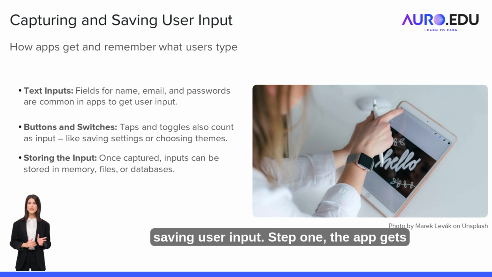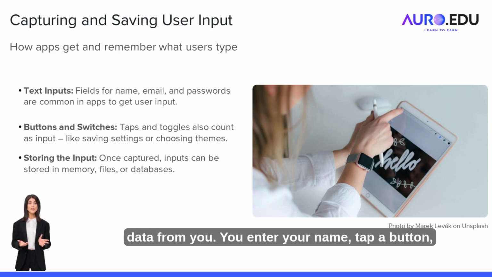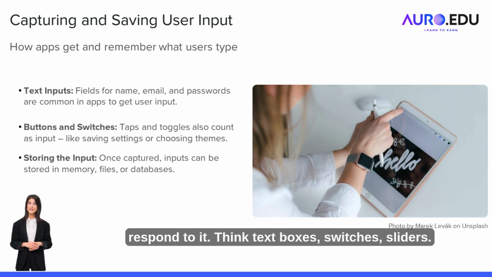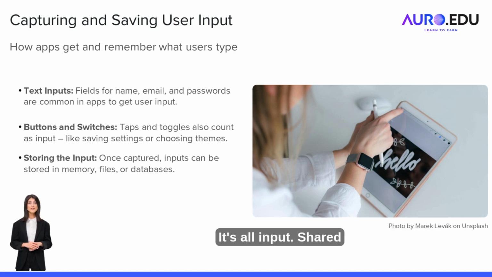Capturing and saving user input. Step 1. The app gets data from you. You enter your name, tap a button, or select a setting. That's user input, and the app needs to capture it, remember it, and respond to it. Think text boxes, switches, sliders. It's all input.